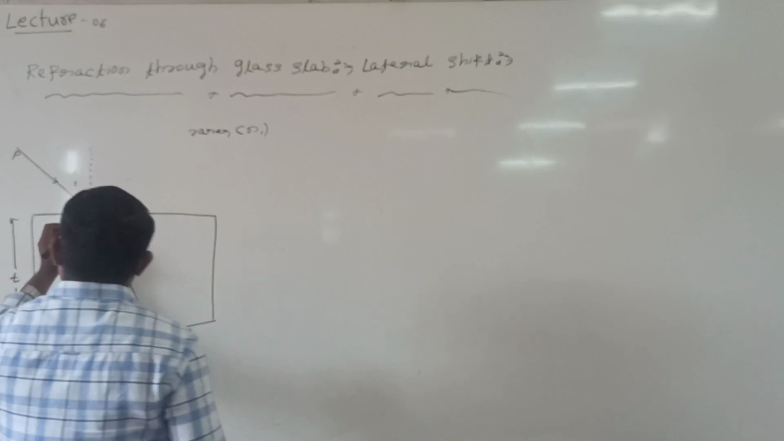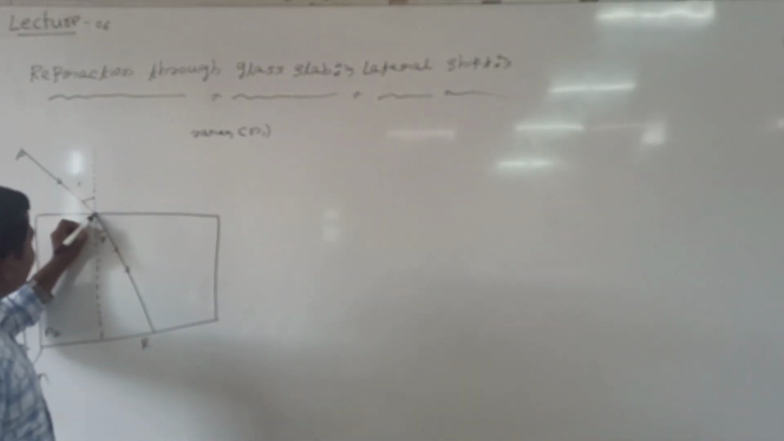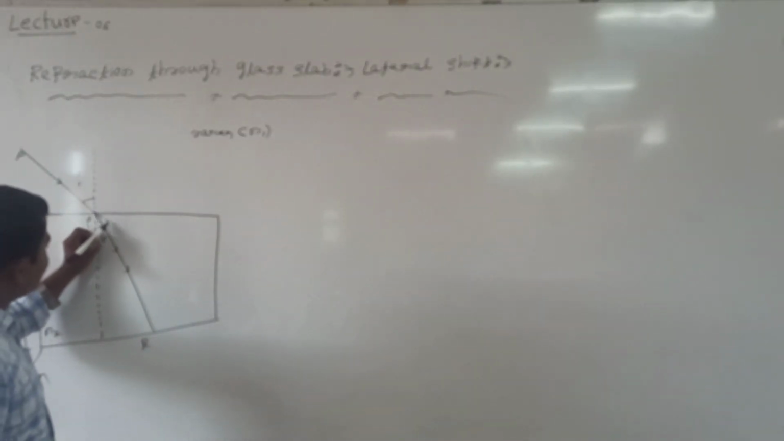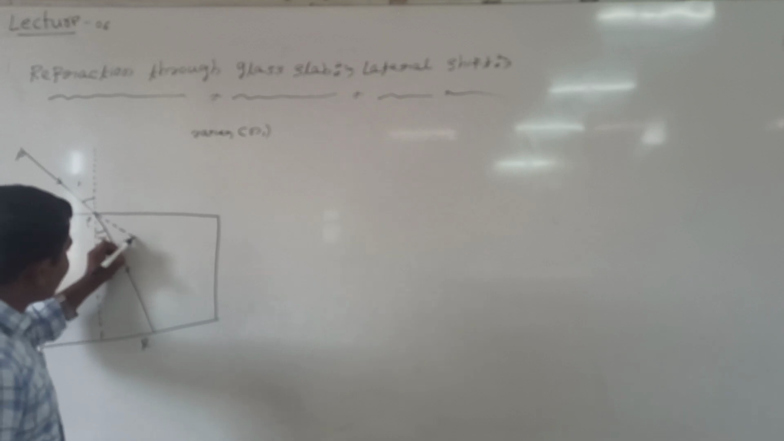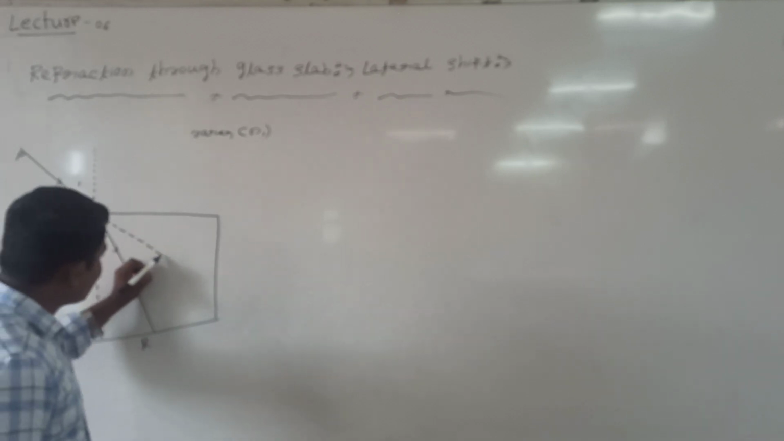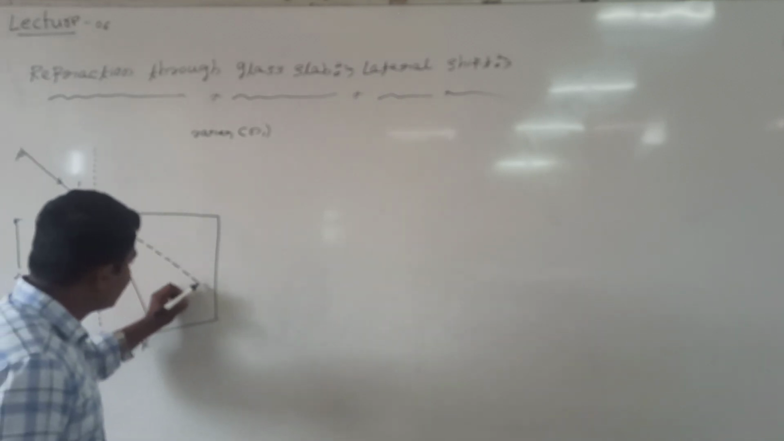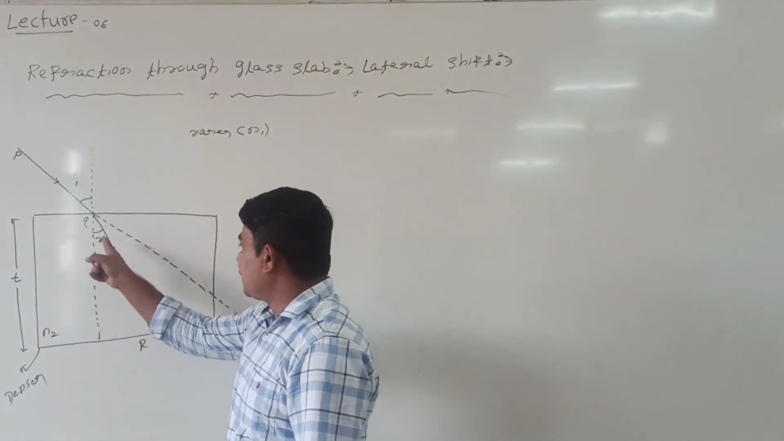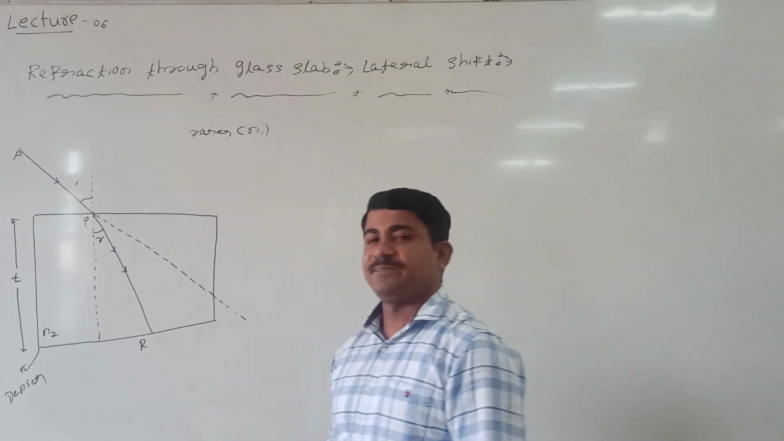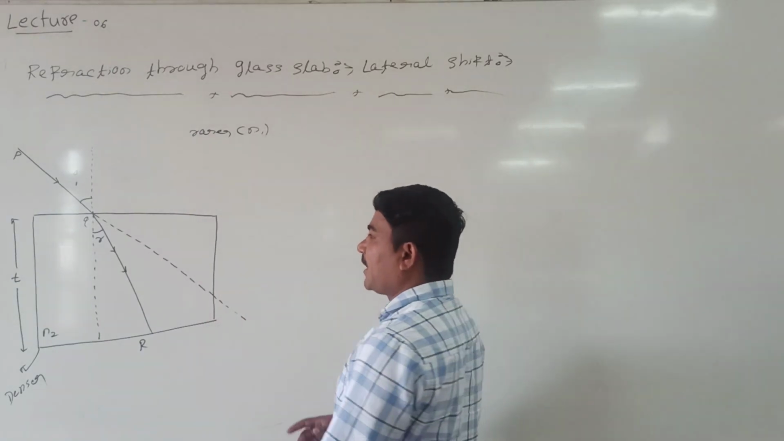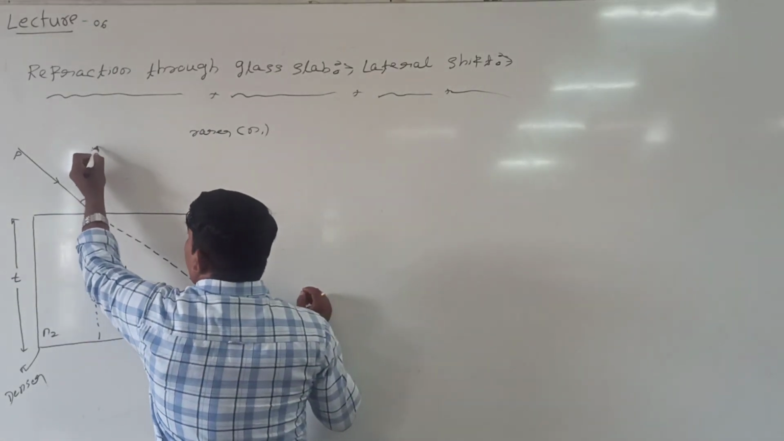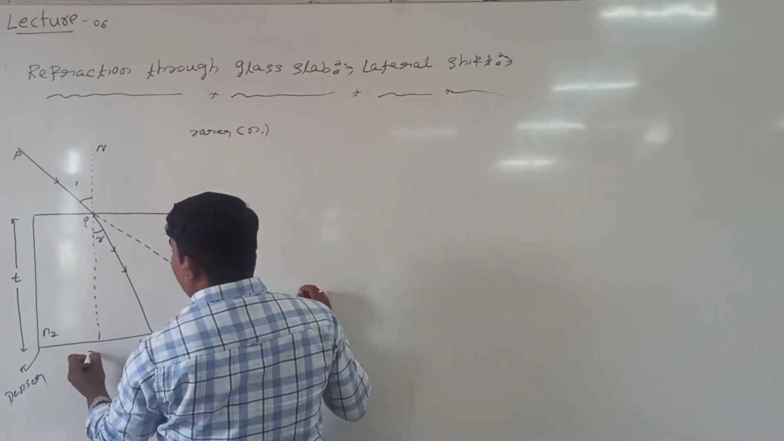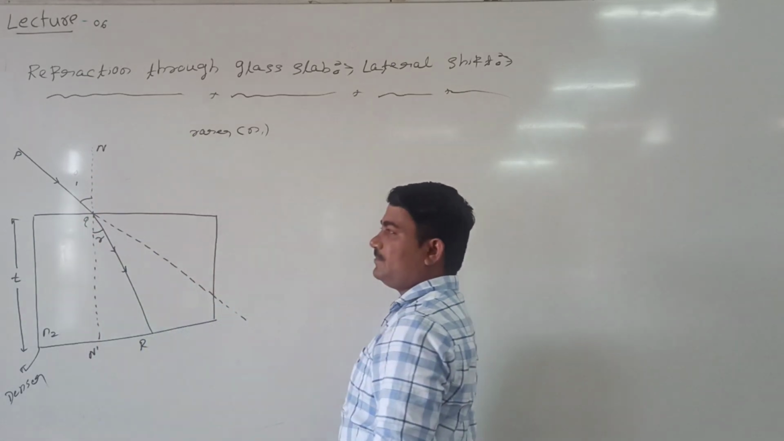This is nothing but the incident ray. If this incident ray is produced in the forward direction, it goes like this. How does the ray of light go? The incident ray of light goes like this. Around this, I can take it as the normal. What about this one? N, Q, N dash is nothing but the normal.